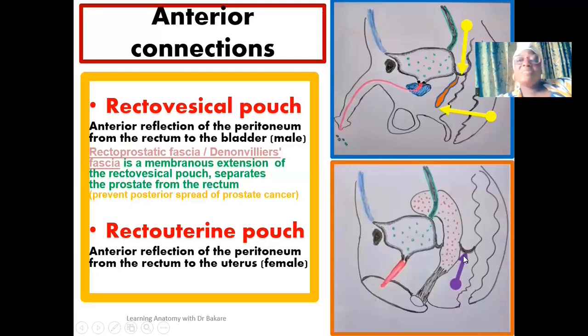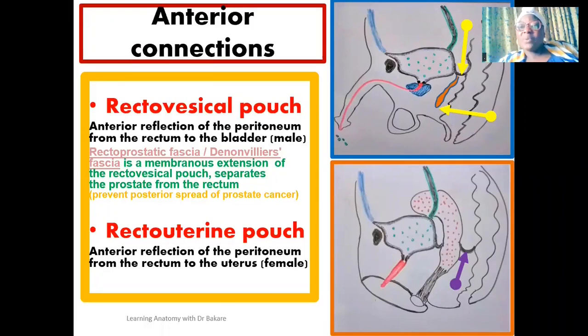We know that in the female, we have the uterus. We do not have uterus in male. So the uterus is located between the urinary bladder anteriorly and the rectum posteriorly. Unlike in the male, where we have the urinary bladder located anteriorly to the rectum. In the female, the uterus is located in between the urinary bladder anteriorly and also the rectum posteriorly. And that is why we have the rectouterine pouch as an anterior reflection of peritoneum connecting the rectum to the uterus.